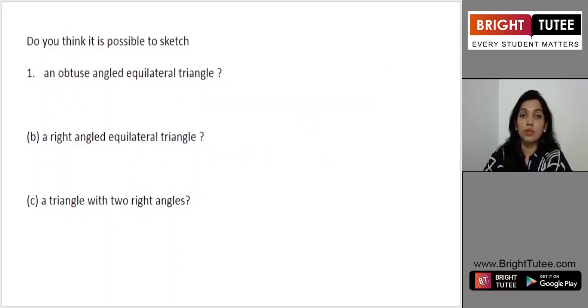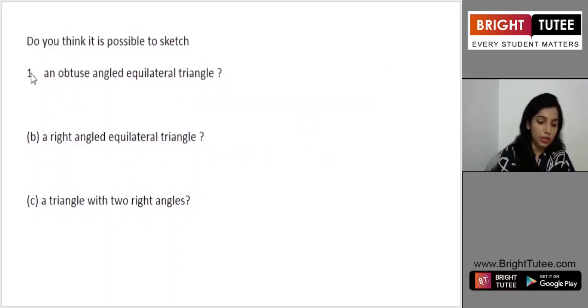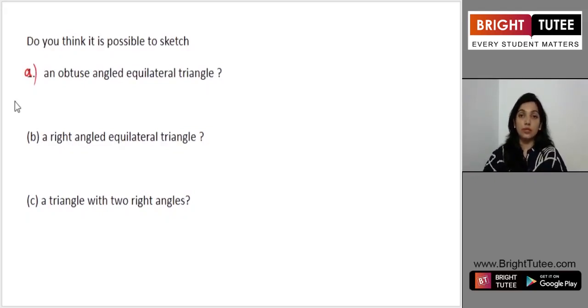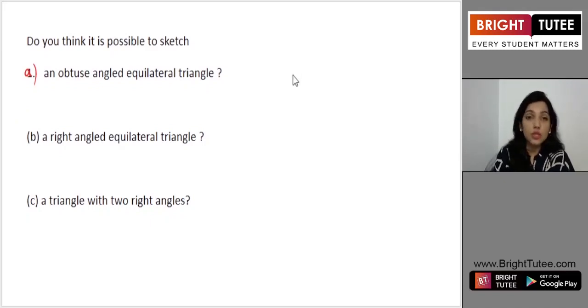It says, do you think it is possible to sketch? Let's read what is the first one. An obtuse angled equilateral triangle. Now this is something very interesting that you will note here. It is not possible to make an obtuse angled equilateral triangle.